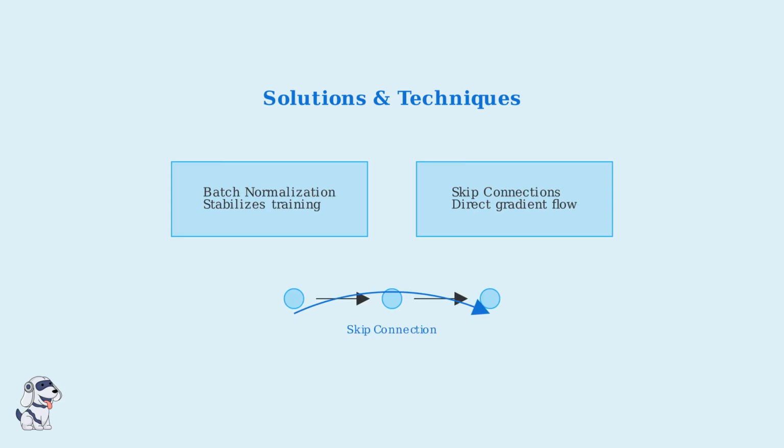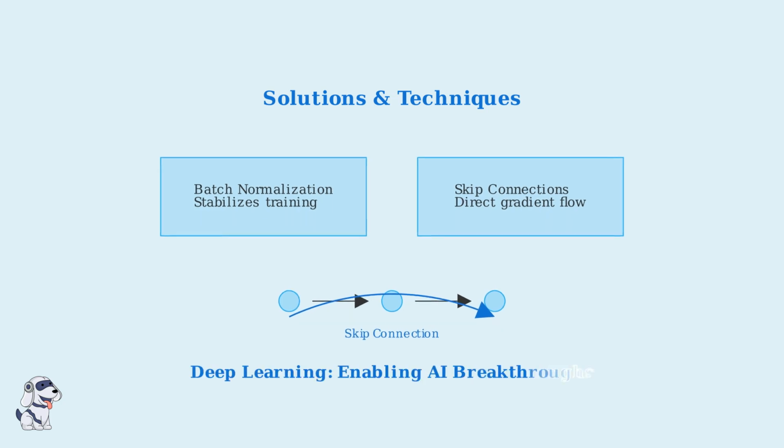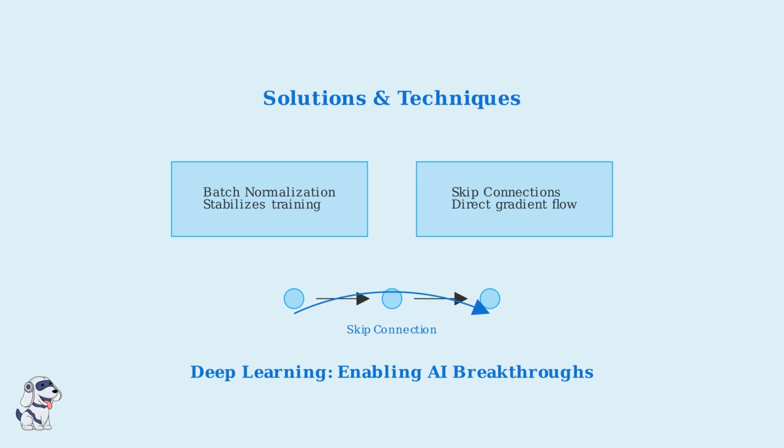Batch normalization helps stabilize training by normalizing inputs to each layer. Skip connections, used in architectures like ResNet, allow gradients to flow directly to earlier layers, bypassing the vanishing gradient problem. These innovations have made it possible to train networks with hundreds of layers, unlocking the full potential of deep learning and enabling the artificial intelligence breakthroughs we see today.